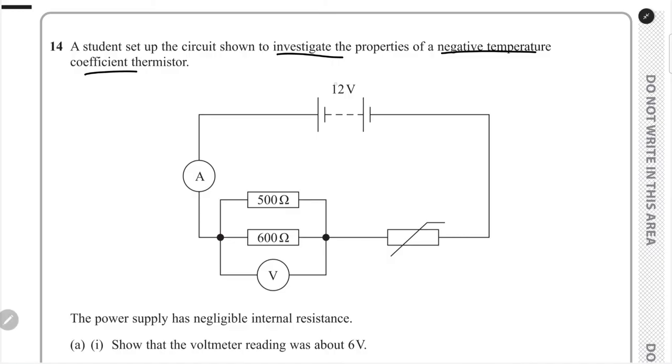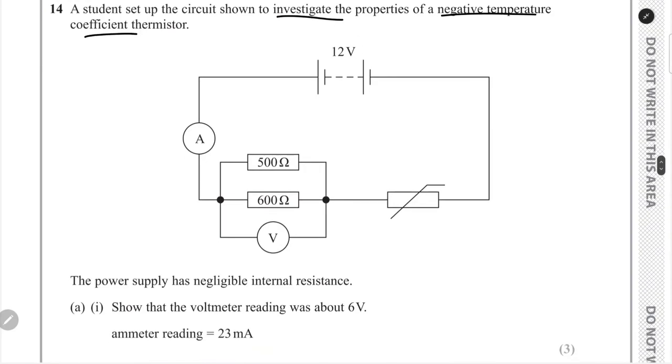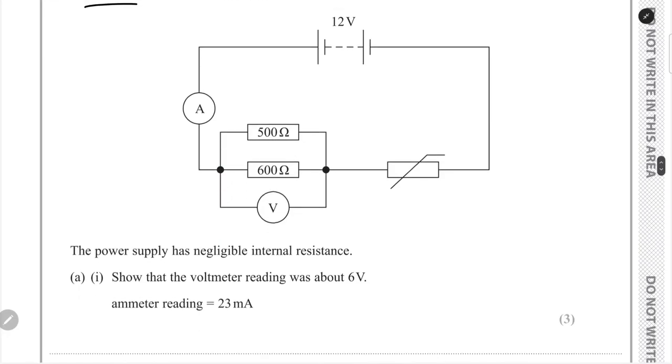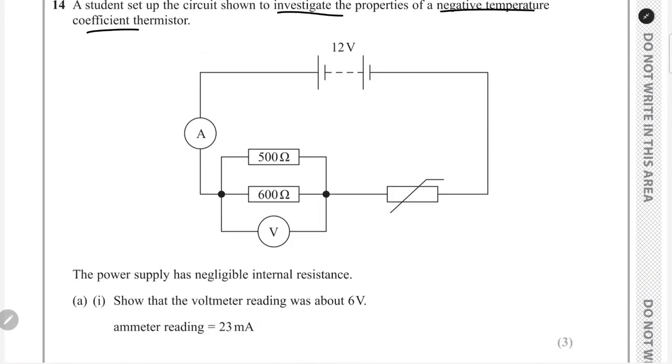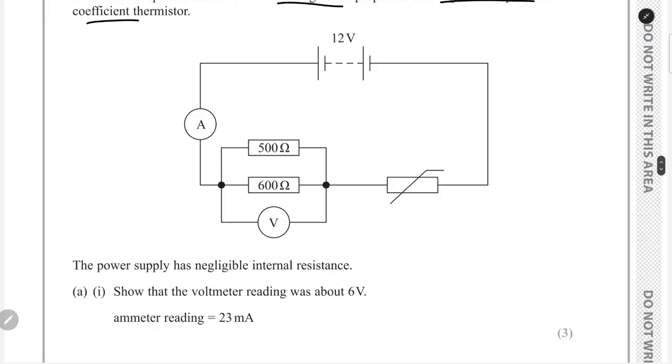Now we are given this circuit. The cell voltage is 12 volts. We are given two resistors in parallel over here, and then a thermistor in series with them. We have to find the voltage across this parallel combination. In this question, we are also given the ammeter reading, which is 23 milliamperes. So 23 times 10 to the power minus 3 amperes.